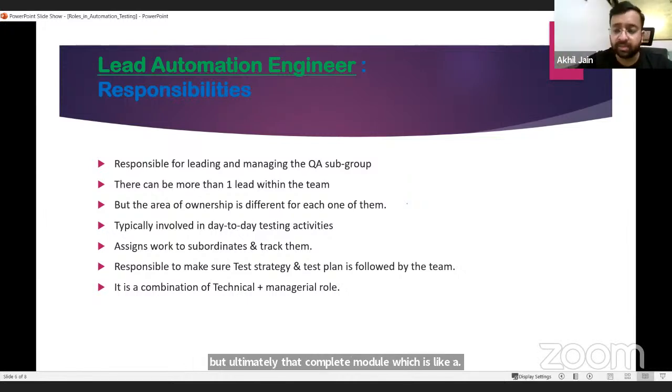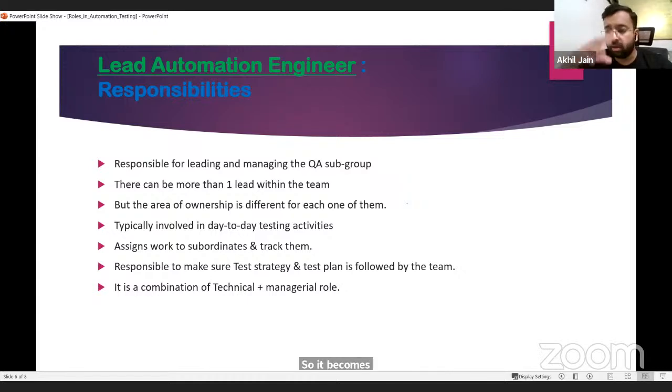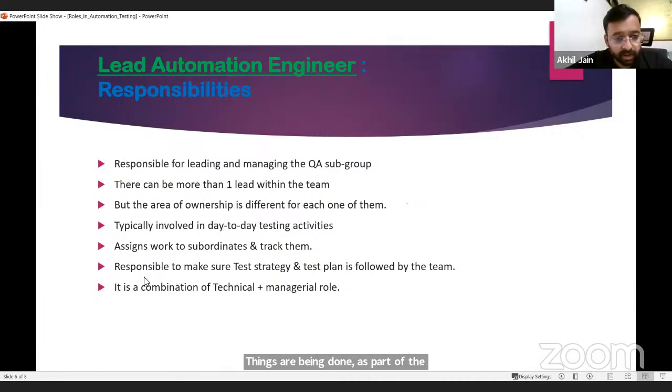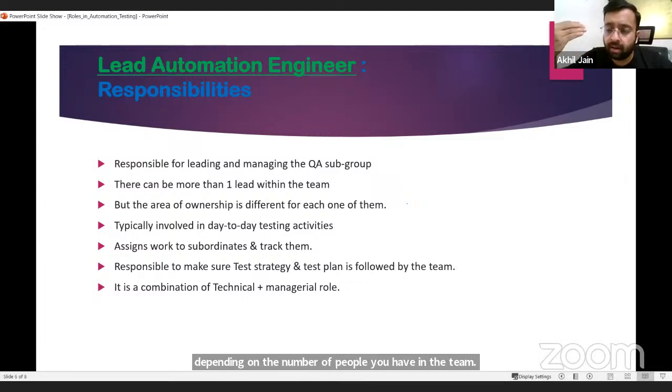So it becomes his responsibility to make sure that all the checks and all the things are being done as part of the execution, right? We discussed this part also, that he's responsible to make sure that the test strategy and test plan are being followed by the team, right? And again, as I said, this could be a combination of technical plus managerial role, depending on the number of people you have within the team, or the responsibilities asked of you by your manager.